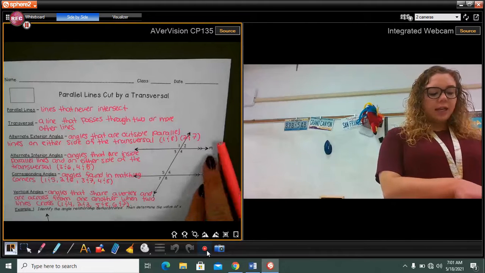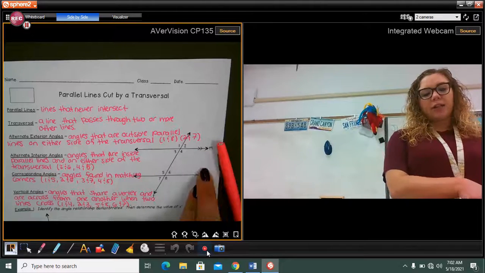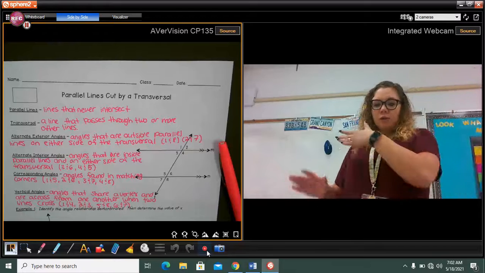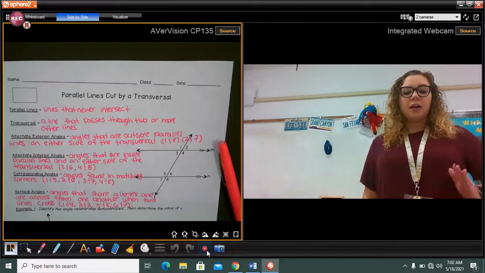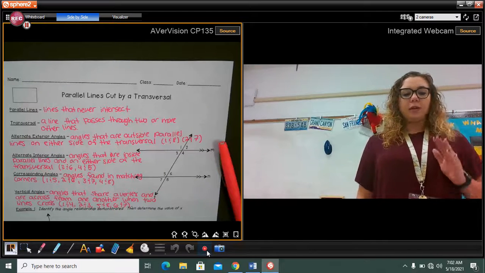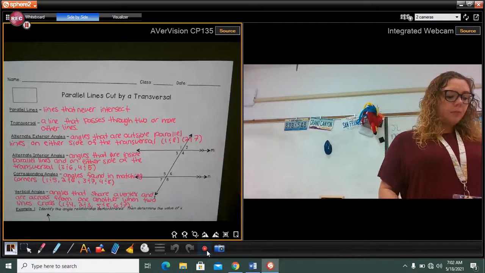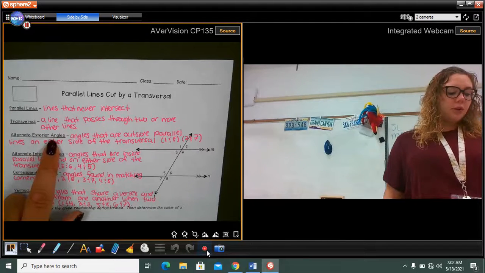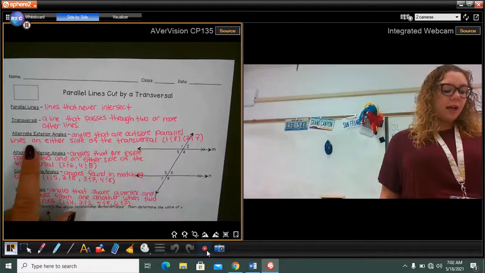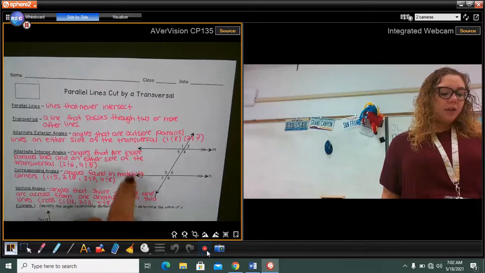So lines M and N are parallel lines because no matter how far they go, they're never going to cross each other. A transversal is a line that cuts through two or more parallel lines. Alternate exterior angles are angles that are outside the parallel lines on either side of the transversal.